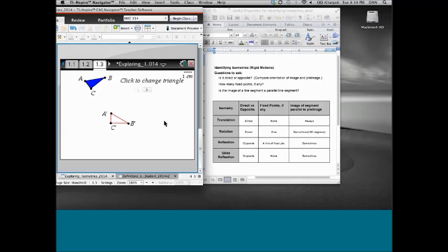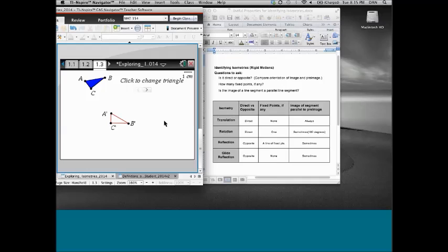Okay, so based on the answers that I'm seeing, we've decided that it's either a translation or a rotation, and there are no obvious fixed points, but the image of a line segment is, in this particular case, not always parallel to its pre-image. Therefore, which of the two direct isometries do we have? Those are the answers that I like to see.